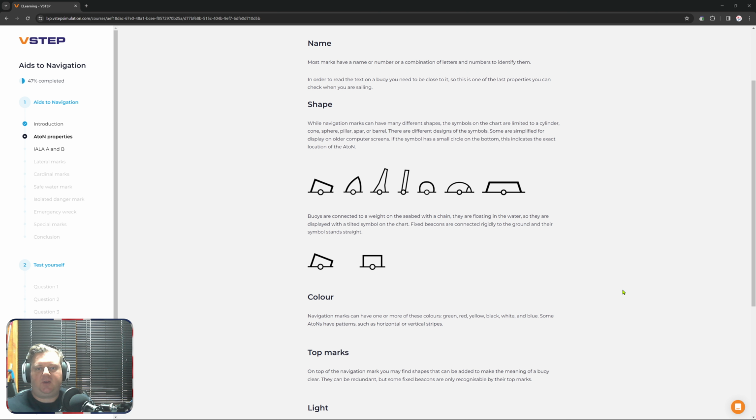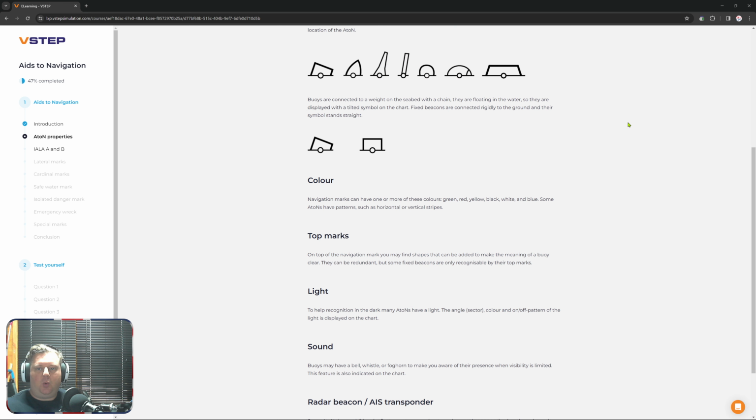While navigation marks can have many different shapes, the symbols on the chart are limited to a cylinder, cone, sphere, pillar, spar, or barrel. There are different designs of the symbols. Some are simplified for display on older computer screens. If the symbol has a small circle on the bottom, this indicates the exact location of the A to N. Okay. So what they're saying is there'll be an icon like this, or this, for example, on a chart, but where that circle is at the bottom, that is its precise location on the chart. So it's not somewhere around there, it's precisely there.